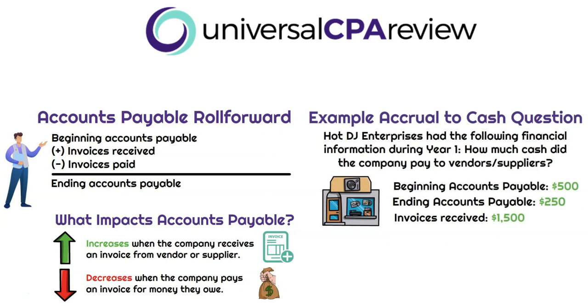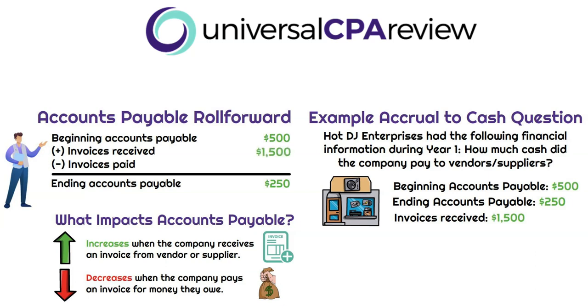So now we'll flip it around. We're going from accrual to cash, which means we're going to figure out how much cash the company actually paid the vendors and suppliers in year 1. And again, we're still with Hot DJ Enterprises. They're still blasting the beats. So beginning and ending accounts payable balances are the same. Now, since we're going from accrual to cash, in this case, they say the invoices received were $1,500.